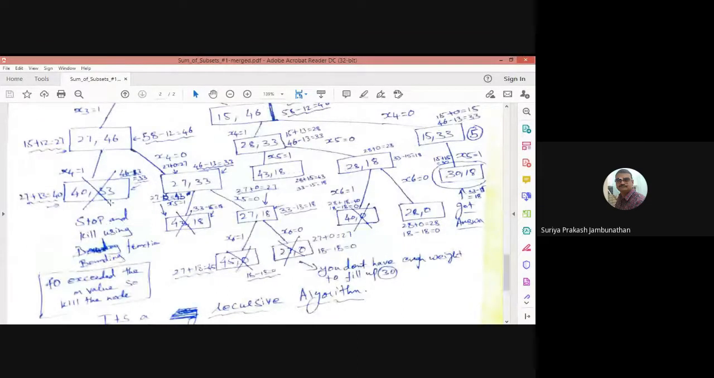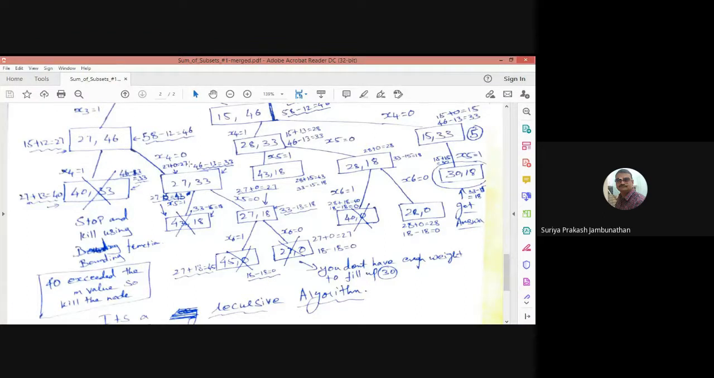Our maximal weight is 30. It's going beyond 30, so we are not considering this particular node. We are stopping here. Next, we are going for not considering x4. Here we considered x4, and here we are not considering x4. When we are not considering x4, what happens?